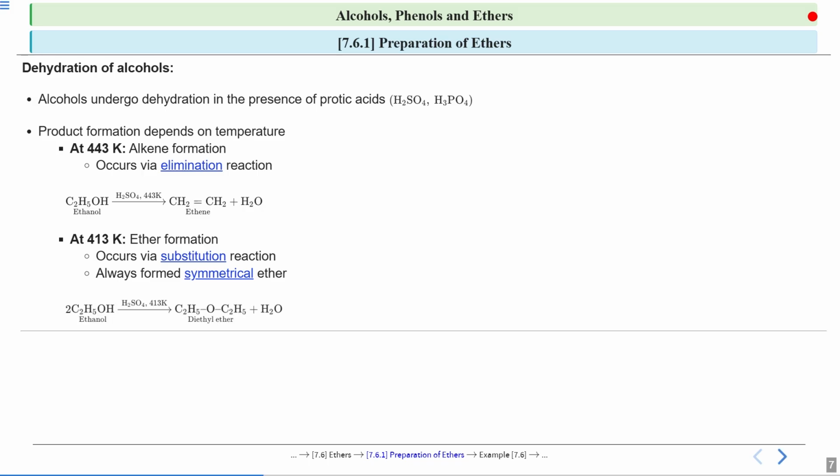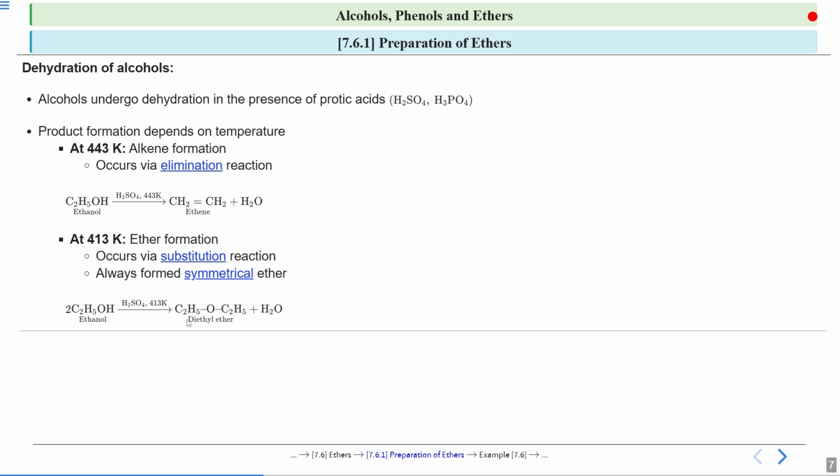Now look at the reaction. Here we are taking 2 moles of ethanol, that means 2 molecules of ethanol. When you treat it in the presence of a protic acid, you get diethyl ether and water is removed. If you want to understand in simple terms how you go from reactant to product, we remove water, that is hydrogen from one alcohol and hydroxyl group from the other alcohol. Water gets removed and you are left with your ROR group. So this is a symmetrical ether. On your right side, there is an ethyl group, and here also there is an ethyl group.